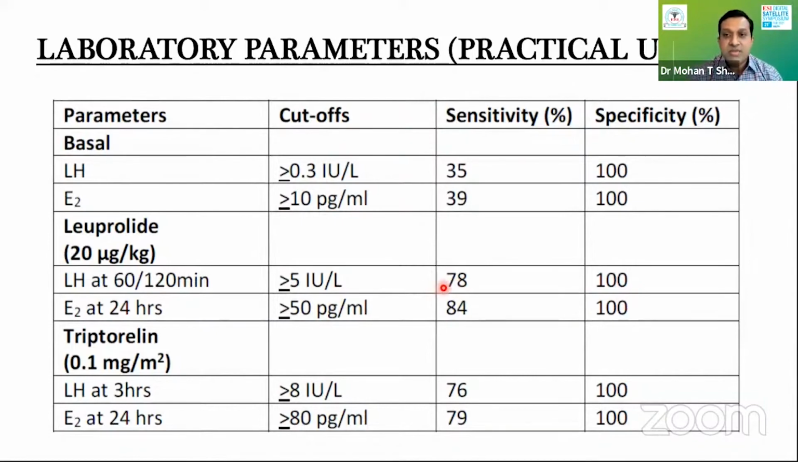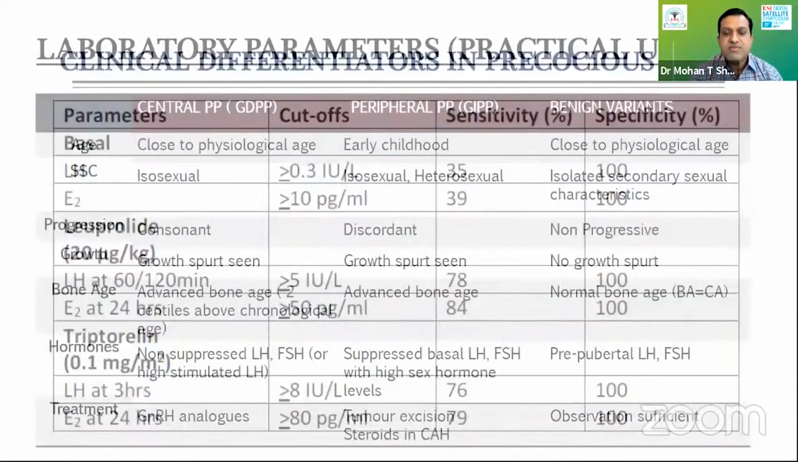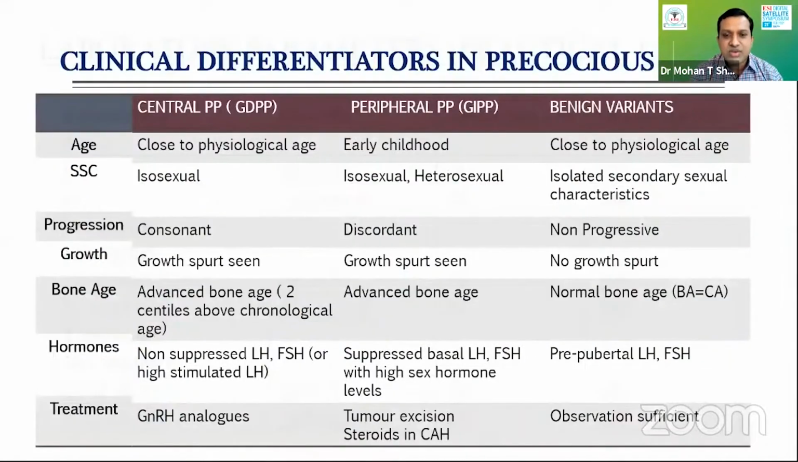So this is a summary of the approach. In central precocious puberty, age will be close to physiological age; in peripheral it will be early childhood. It is mostly isosexual in central, always, and it can be different in peripheral precocious puberty. Progression is consonant in central, whereas it is discordant in peripheral. Growth spurt is seen in both, and advanced bone age is seen in both of these. Reduced bone age is seen in only one condition, hypothyroidism or Van Wyk-Grumbach syndrome.